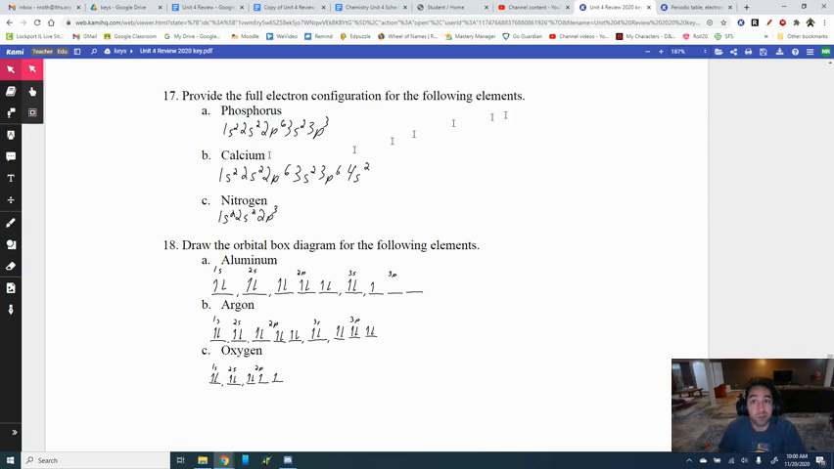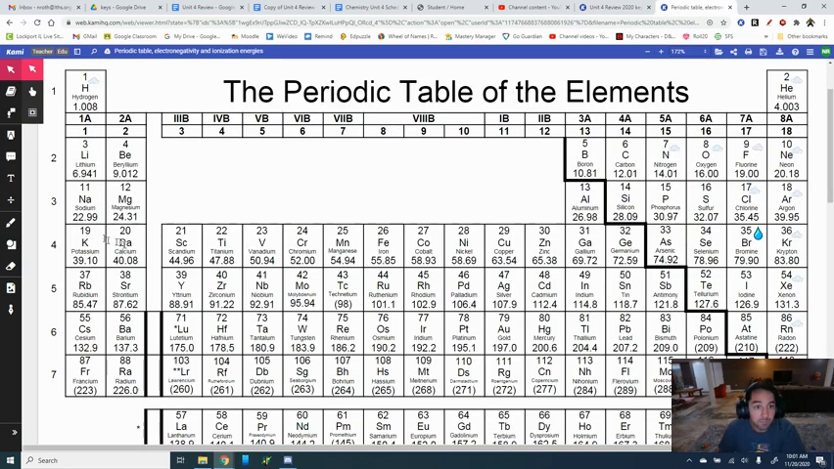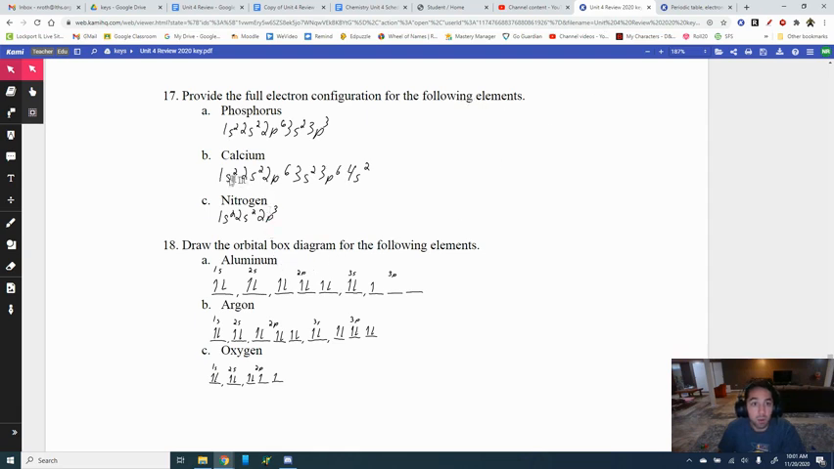Okay, so calcium, we're going to start off the same way. We're going to find calcium right there. So we got to get all the way to calcium. So 1s, 1, 2, 2s, 1, 2, 2p, 1, 2, 3, 4, 5, 6, 3s, 1, 2, 3p, 1, 2, 3, 4, 5, 6, and 4s, 1, 2. Okay, so again, the whole thing, 1s2, 2s2, 2p6, 3s2, 3p6, 4s2.